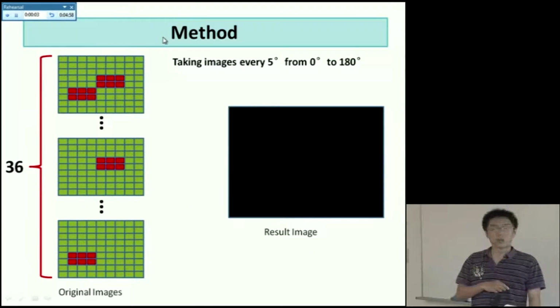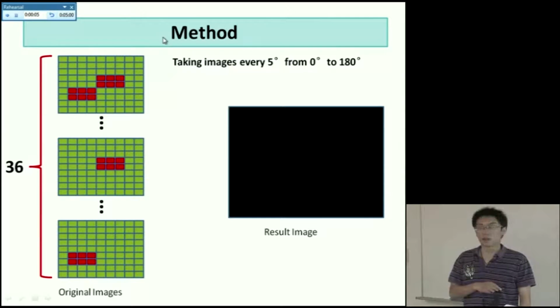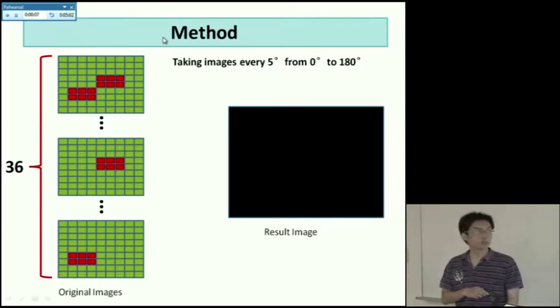And in order to remove all the halation, we use a combination of all the darkest point pixels method. First, we take images every 5 degrees from 0 degrees to 180. Then we got 36 images. Some of the images may contain only halation 1, and some of the others only contain halation 2. So we want to combine all of them.